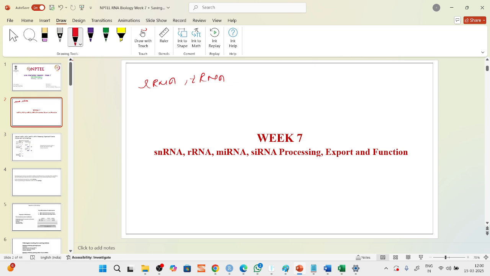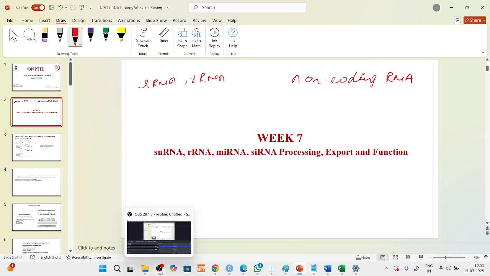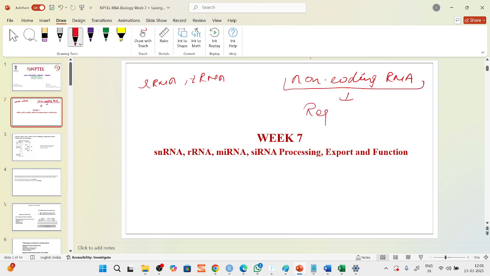And then small nucleolar RNA, microRNA, siRNA, and many other different kinds of RNAs are known as non-coding RNA. Non-coding RNA are the RNA which do not code for a protein, but these non-coding RNAs have other, regulatory roles. We have studied in the previous classes that they define the expressivity, that is, how much expression of a particular RNA will happen. These non-coding RNAs decide or define the expressivity of the genes.